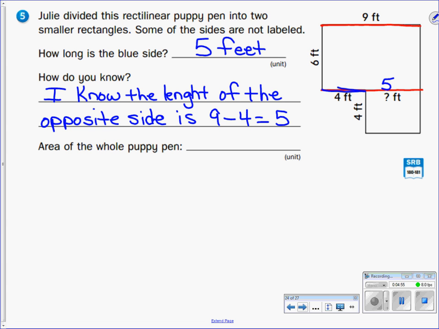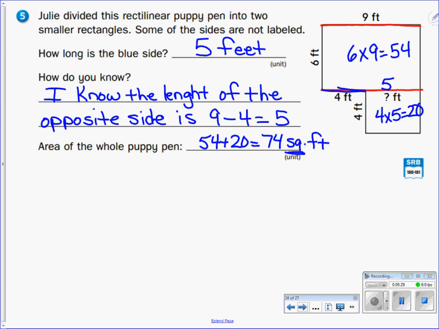So for the area of the whole shape, here we would have 6 times 9, which equals 54. And down here we would have 4 times 5 equals 20. To figure out the whole area, I would have to do 54 plus 20, and that would equal 74. And remember, that is square feet because we're finding area. All right, boys and girls, that concludes Math Boxes 7.2.